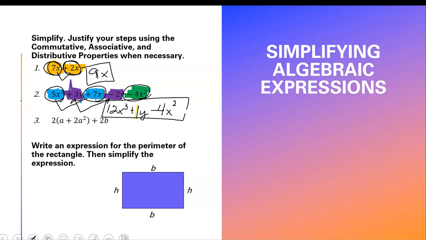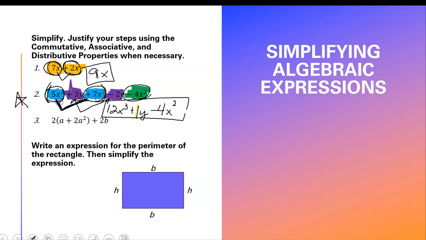Now, what did we do to simplify this? So it said to justify our steps. After identifying the like terms, we put them together, which means we are moving this around a little bit. So what property again tells me, hey, I can go ahead and move it around? It's the commutative property. And then we said, hey, let's let these blues talk to each other. Let's let the purples talk to each other. That's the associative property.